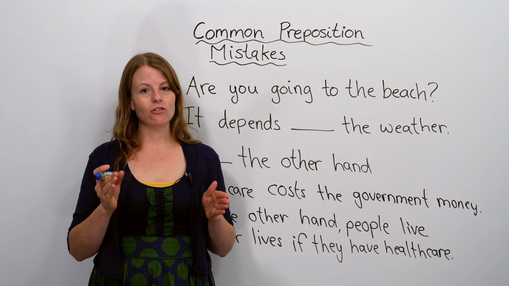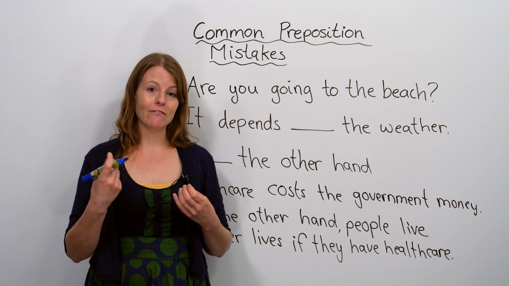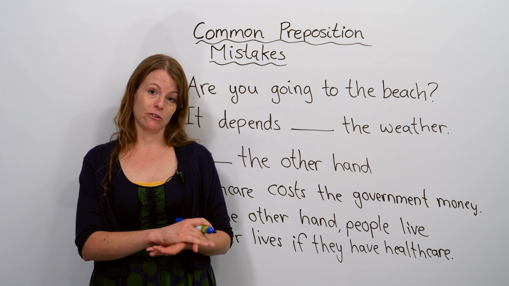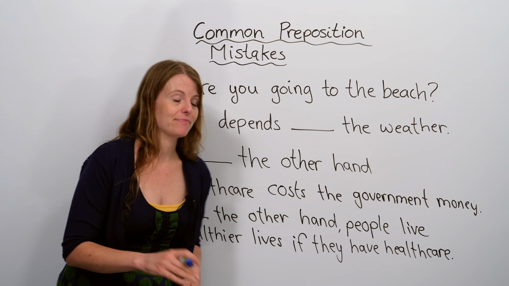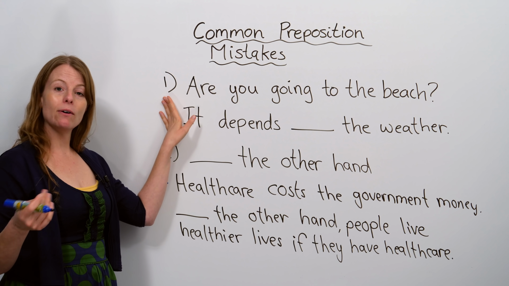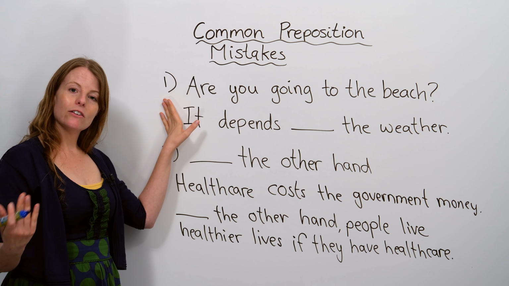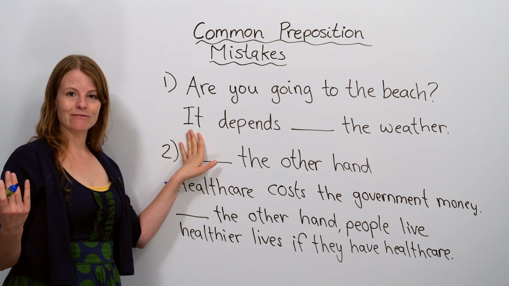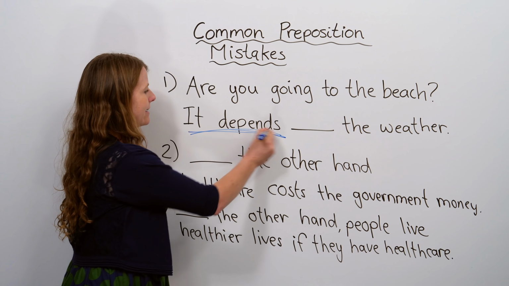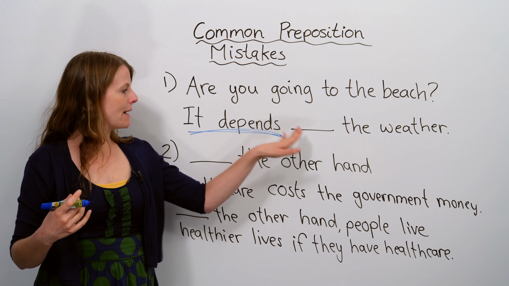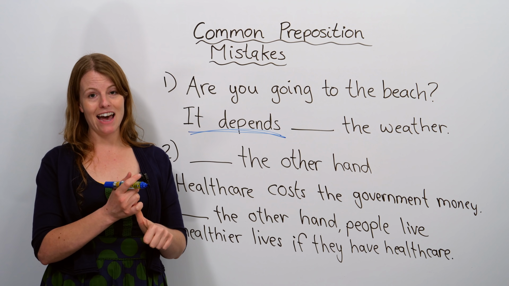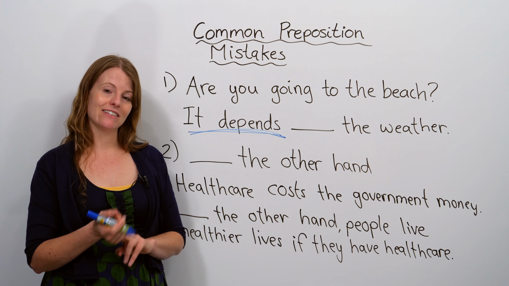Now today we're going to look at certain verbs that have prepositions in them, and which ones students often make mistakes with. So let's get started. If you look at the first sentence I have, are you going to the beach? You might answer, it depends the weather. With the sentence, it depends, after depends, many students have trouble with what preposition comes after it. Is it at? Is it on? Is it in? What do you think?